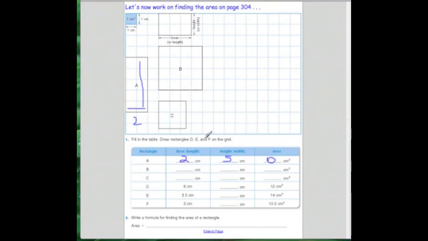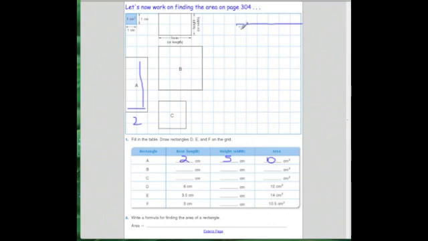Alright, now let's do D together. So D, it already gave us the base length is 6 centimeters. We need to know the height. The height is missing, but we know that it has an area of 12. So let's go ahead and we'll draw here part D. So we know that it has a base length of 6. So we're going to go over 1, 2, 3, 4, 5, 6 boxes this way. We know we have to have 12 filled.